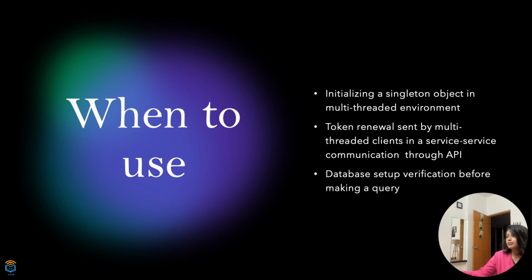So here I have given some examples where you can use double checked locking. In every scenario where you are trying to do something in a synchronized manner, and it has to be done very rarely, but the check for doing that is done frequently, in those cases you can use double checked locking.